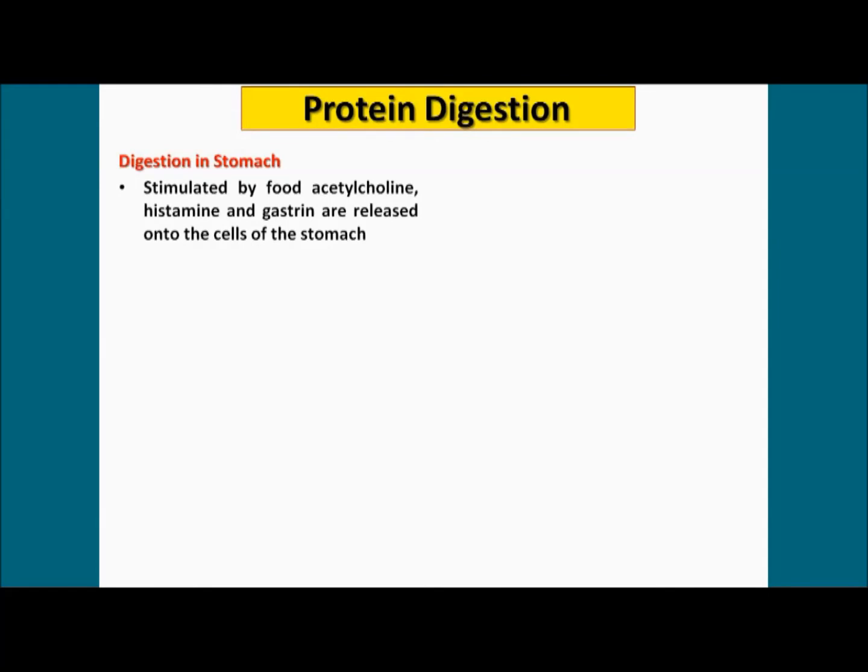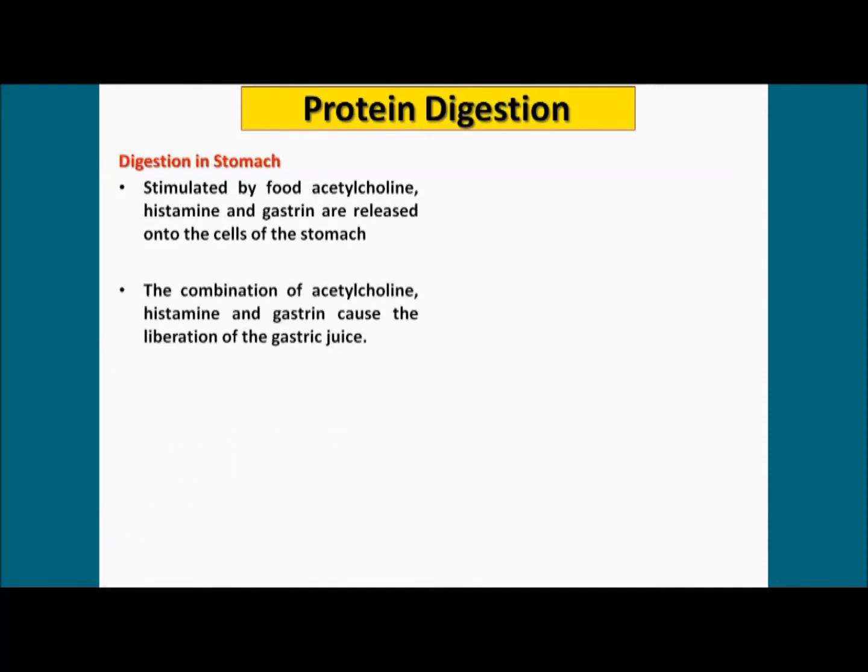the digestion of protein is stimulated by the food acetylcholine. Apart from the acetylcholine present in your food, histamine and gastrin are released into the stomach. Once you take protein, it is immediately stimulated by the acetylcholine present in your food. The histamine and gastrin are released from the cells of the stomach, right? Now the combination of these three, acetylcholine, histamine and gastrin, will stimulate the stomach to release the gastric juice. Clear?